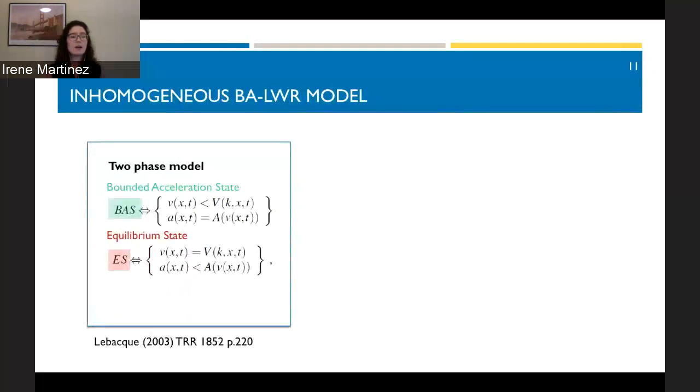The model that I'll be using is equivalent to this two-phase model. The idea is that traffic can be in two different states, either the bounded acceleration state or the equilibrium state. If the traffic is in the bounded acceleration state, its speed is determined by the maximum acceleration of the vehicles, and this speed would be lower than the equilibrium speed, which is the speed-density relationship from the fundamental diagram. However, if the traffic is in equilibrium state, the speed is defined by the fundamental diagram, and the acceleration is lower than the bounded or maximum acceleration.